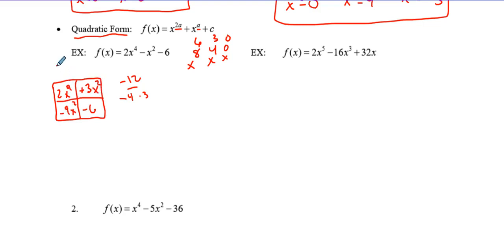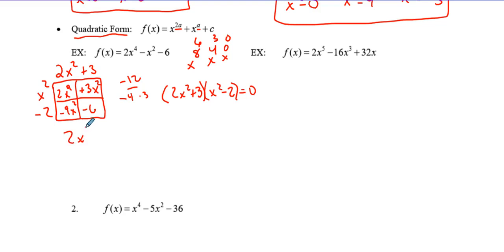So I can factor out a 2x squared here. That leaves me with an x squared and a negative 2. Take an x squared out of here, it leaves me with a 3. So our factors are 2x squared plus 3 multiplied by x squared minus 2. Set that equal to 0, and then we'll solve by setting each factor equal to 0.